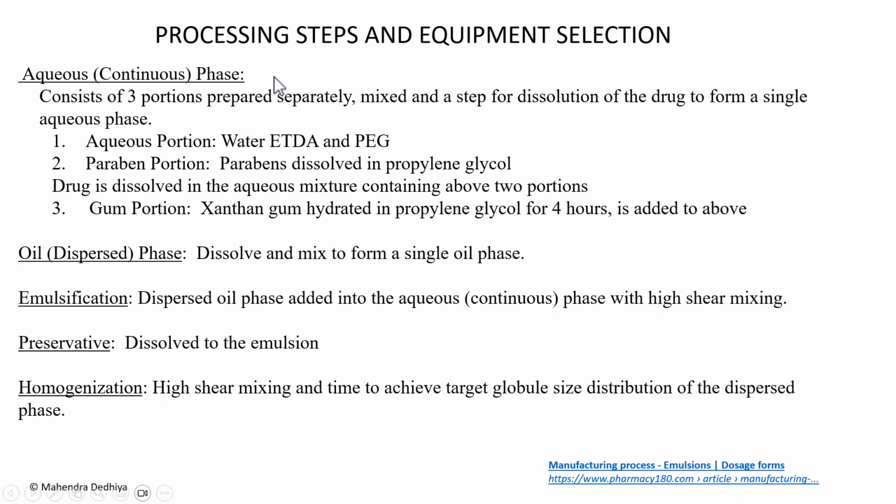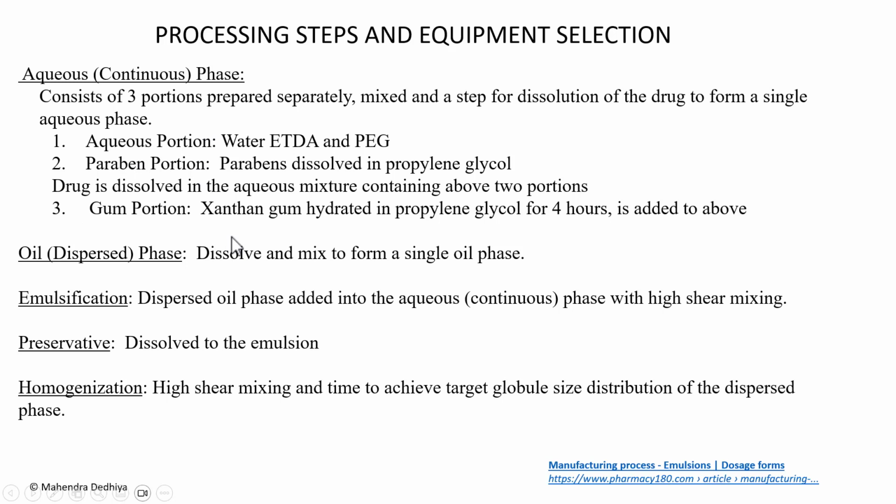Processing steps and equipment selection. Aqueous phase consists of 3 different portions, separately prepared and mixed. Aqueous portion contains water, EDTA, and polyethylene glycol. Paraben phase contains paraben dissolved in propylene glycol. Drug is then dissolved into the aqueous mixture containing aqueous and parabens.